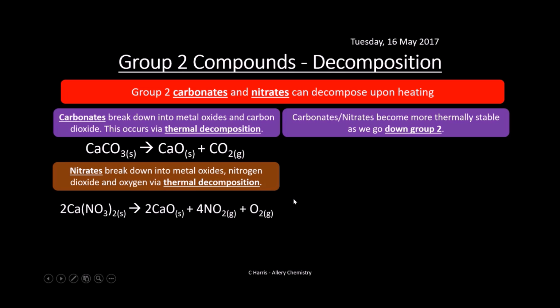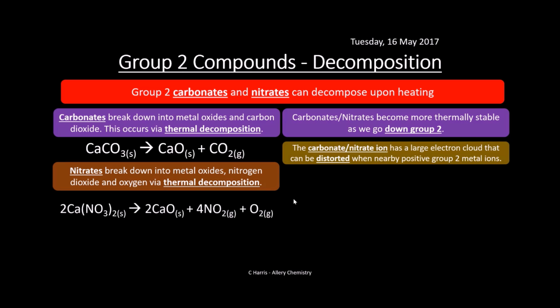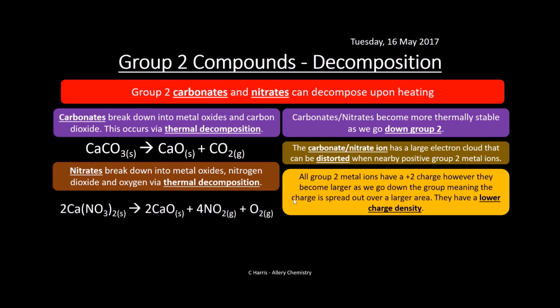So carbonates and nitrates become more thermally stable as we go down group 2. Okay, so the carbonate and the nitrate ion have a large electron cloud because they're quite big molecular ions, and these can be distorted by nearby positive group 2 metal ions. Okay, this is where it gets a bit tricky, you see. So all group 2 metal ions have a 2+ charge. However, they become larger as we go down the group, meaning the charge is spread over a larger area and they have a lower charge density.